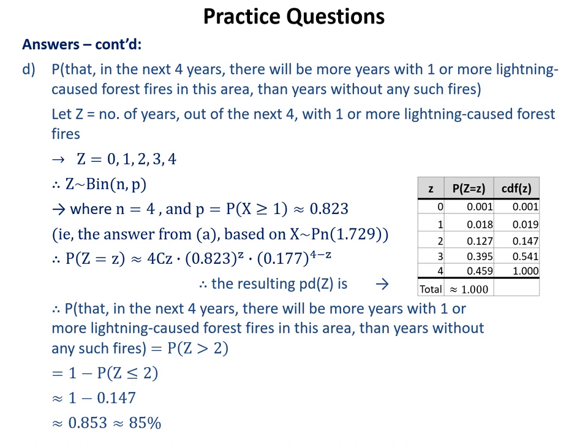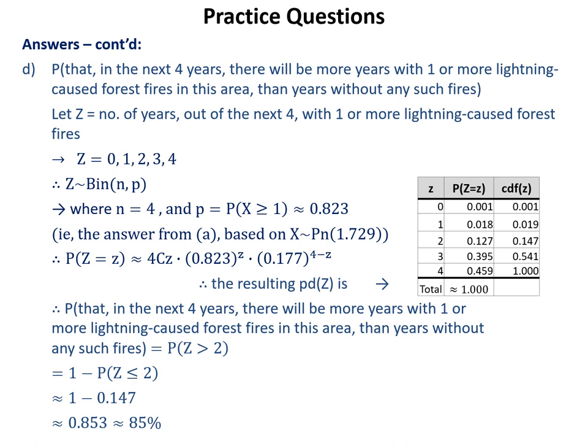So let's define the binomial random variable. Let Z equal the number of years out of the next 4 with one or more lightning-caused forest fires. So Z takes on possible values 0, 1, 2, 3, and 4. Z is distributed binomially where n equals 4. That's the number of years we're looking at. And the last part, which is perhaps the trickiest part here, is to figure out what that p, the probability of a success, is: the probability of having one or more lightning-caused forest fires in this area in a given year.